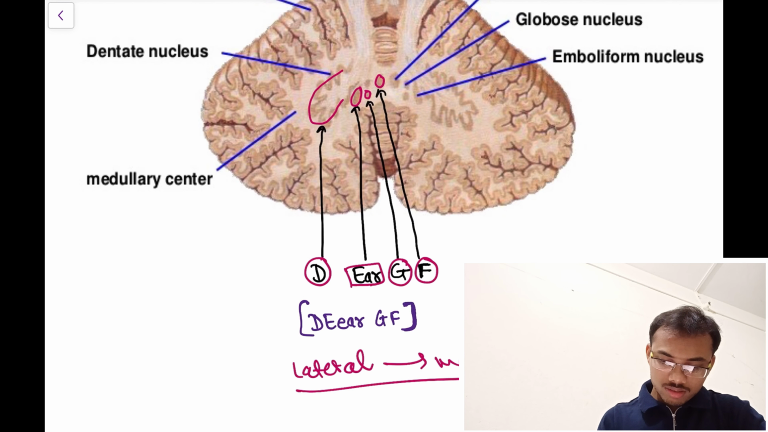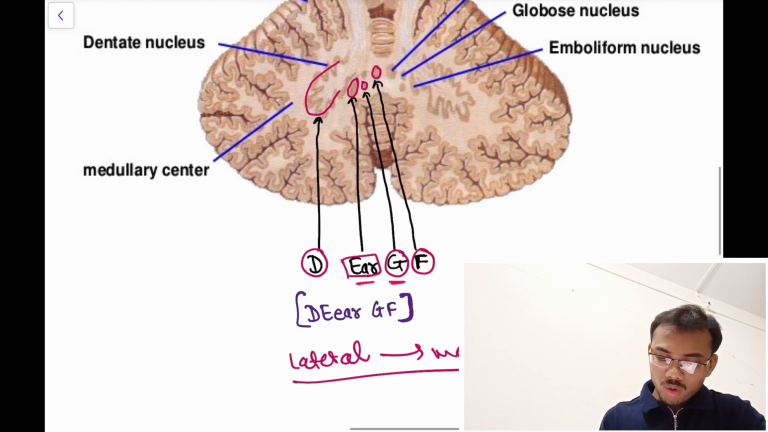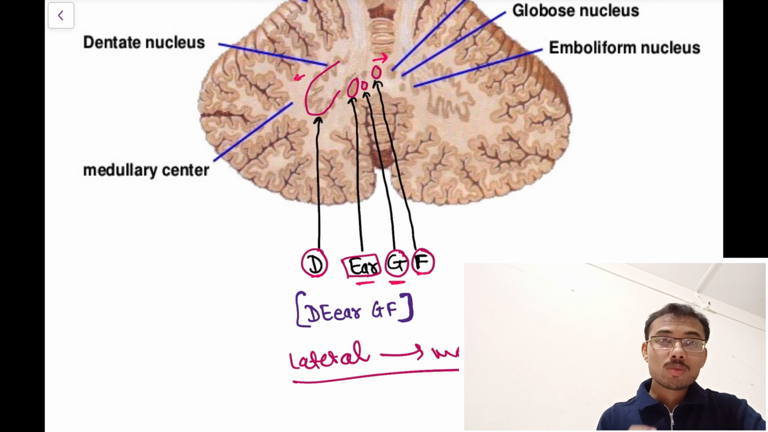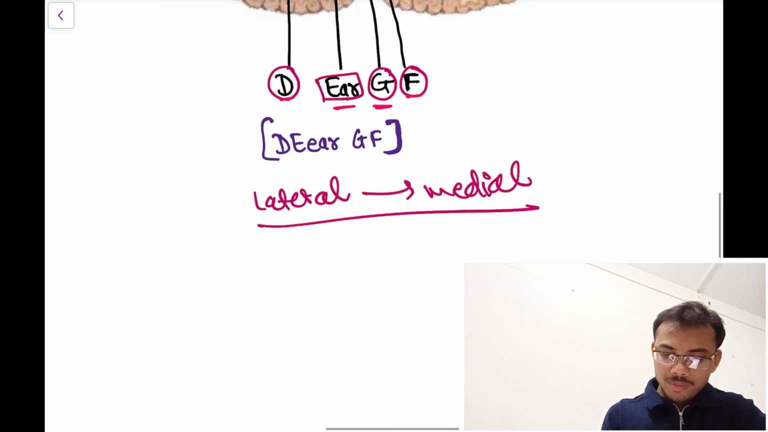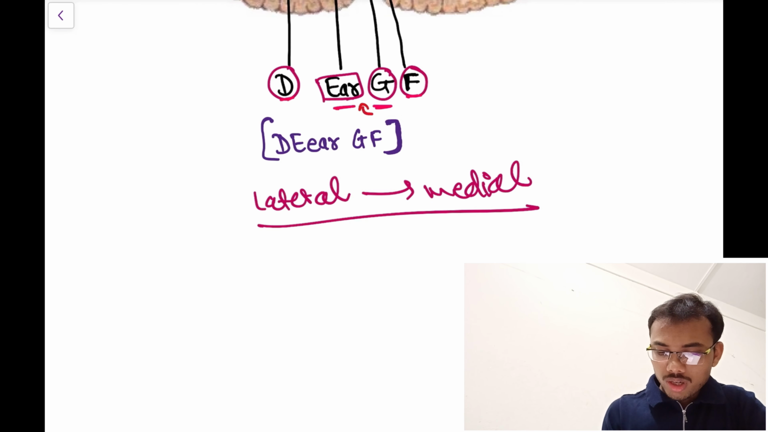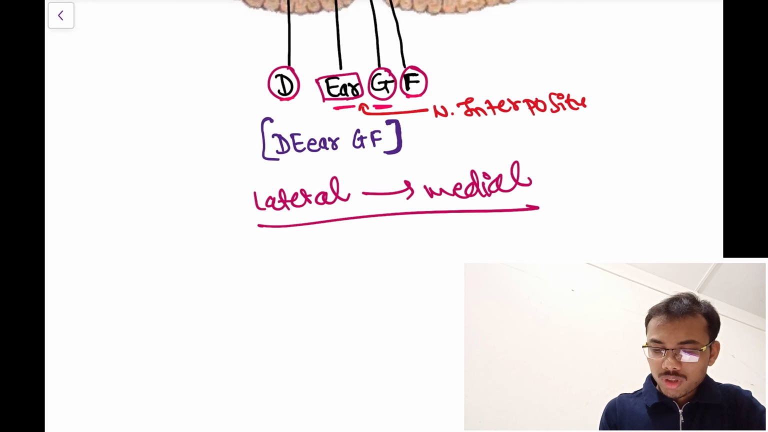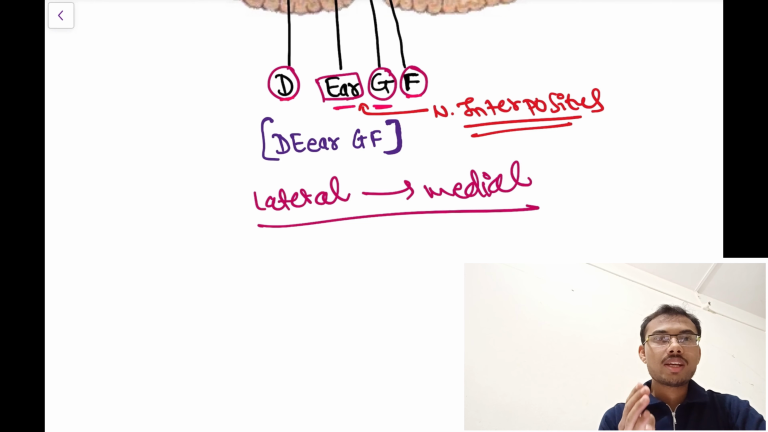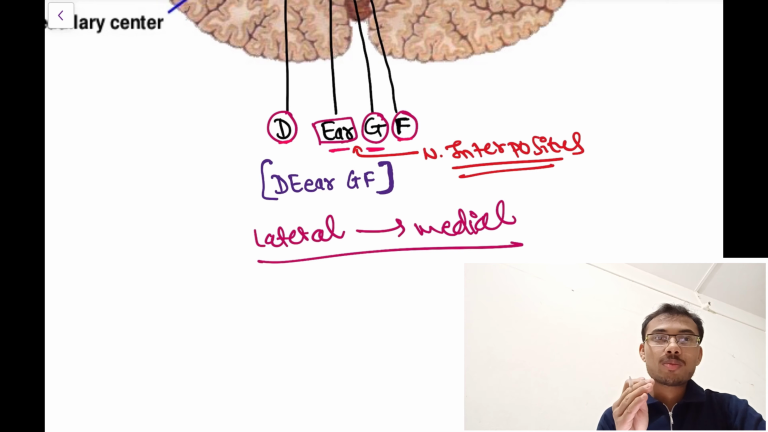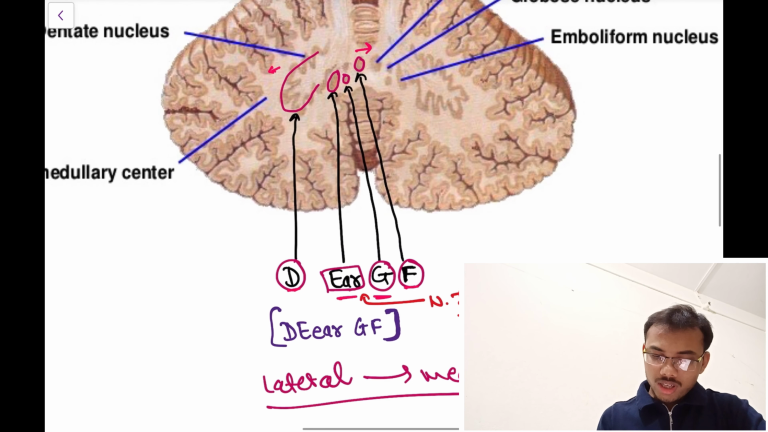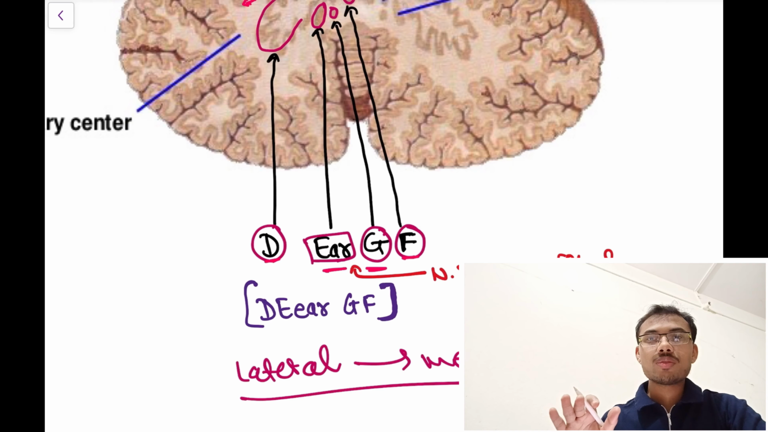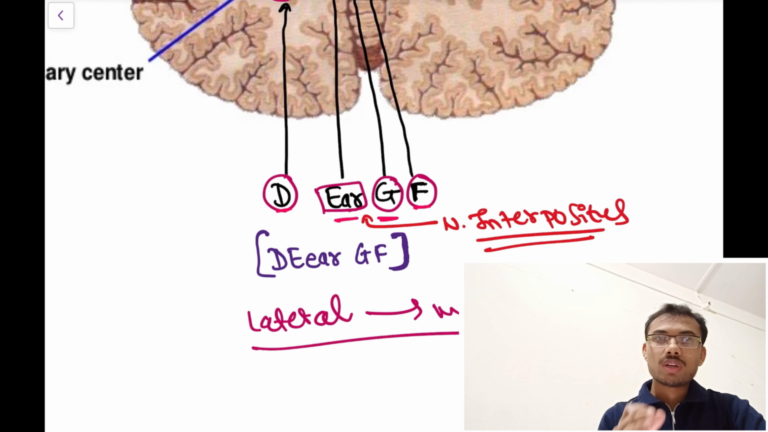Now as we can see here, this globus and emboliform are located between the innermost and outermost. The innermost is the fastigial and the outermost is the dentate, and hence these two nuclei are also known as nucleus interpositus, because they are between the two extremes of nuclei. And this innermost, the fastigial, is the oldest one, and this dentate is the newest one.